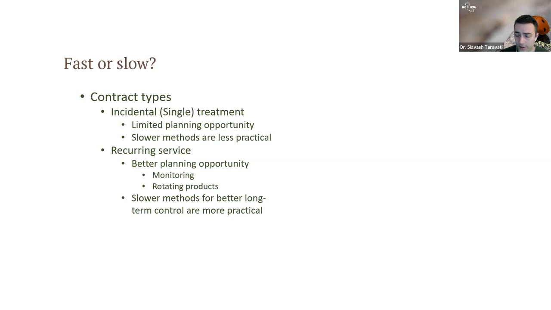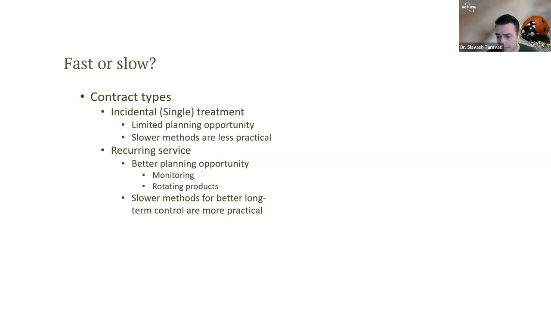But if you have a recurring service, a long-term contract, then you can think of using other methods, or combine a fast-acting method with a slow-acting method for larger impact on the population.